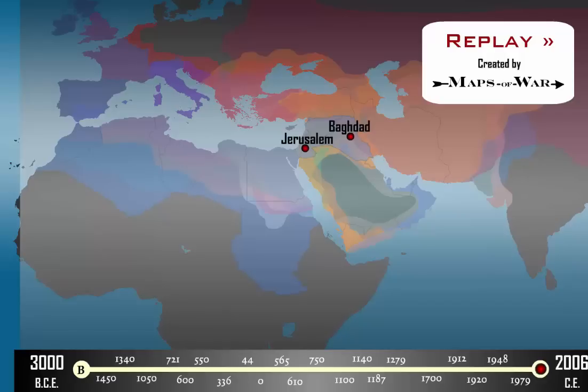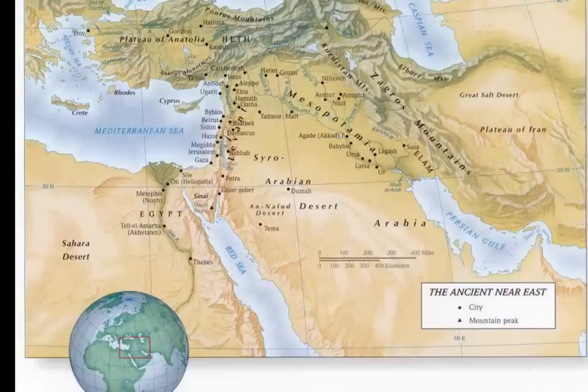So what this video shows us is that we have layer upon layer of culture that is all embedded within the Middle East. Let's look at some more maps in detail.